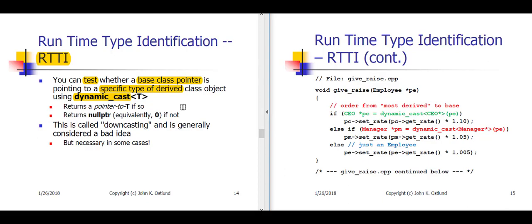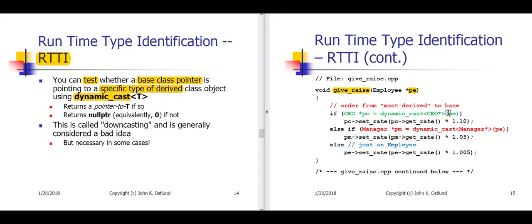All right? So that's all very theoretical. Let's take a look at a specific example. Over here on slide 15, I have a function named giveRaise, and I'm passing into this function a pointer to an employee. Now, actually, that pointer to employee might be pointing at an employee, or it might be pointing at a manager, or it might be pointing at a CEO. And so this is where dynamic_cast comes in.